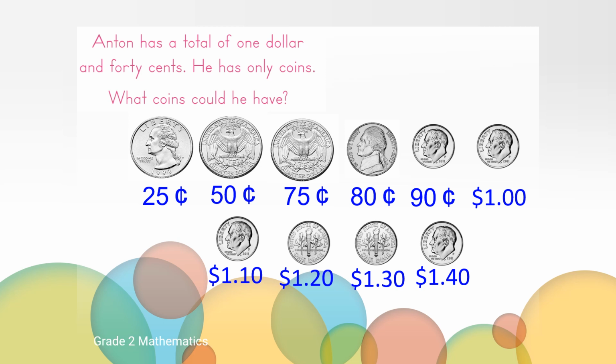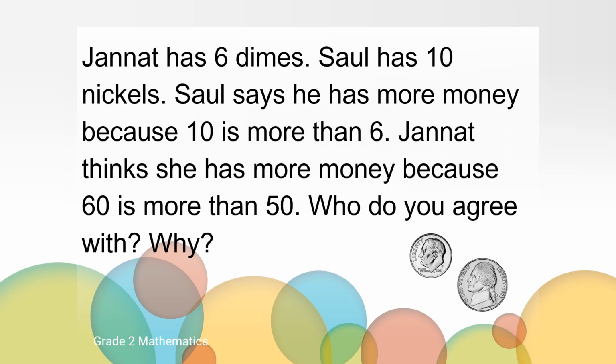Now that you've really gotten the hang of counting money, next we're going to practice comparing money. The other day, I heard my neighbors having a conversation about money that I wanted to share with you all. Maybe you can help solve the debate that they had. Jeanette has 6 dimes. Saul has 10 nickels. Saul says he has more money because 10 is more than 6. Jeanette thinks she has more money because 60 is more than 50. Who do you agree with? Why? I'll give you some time to think about who you agree with and why.